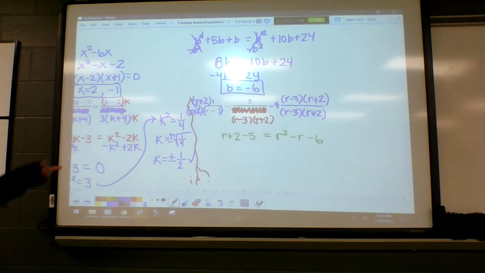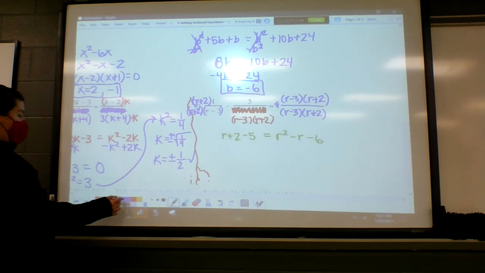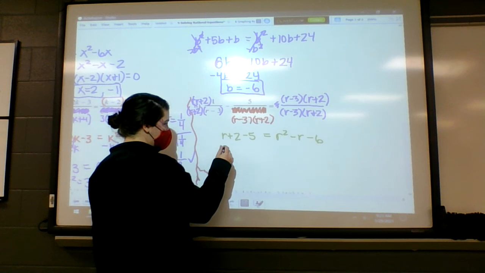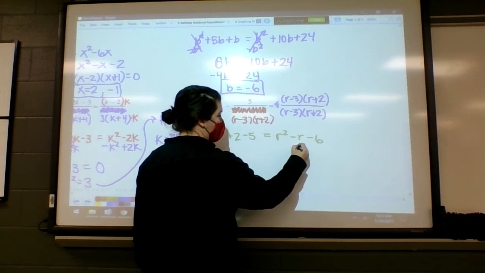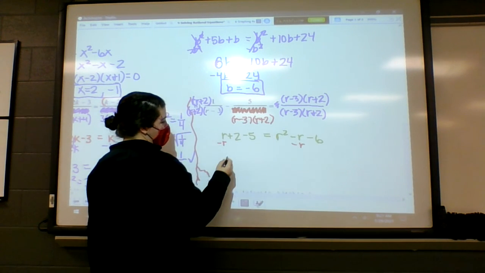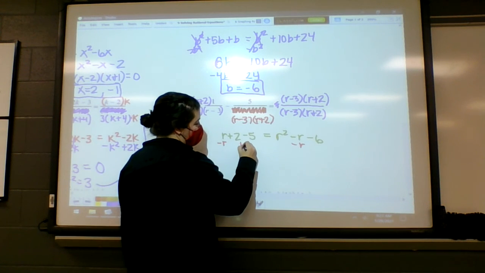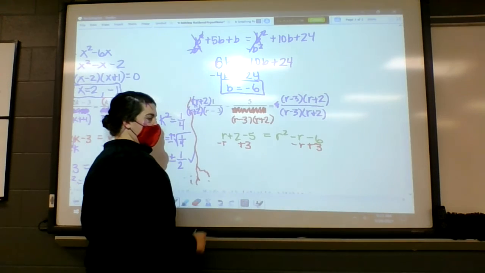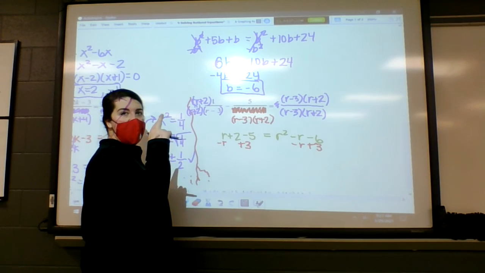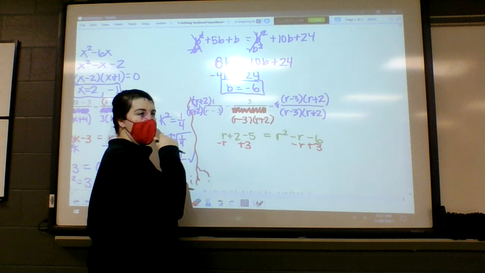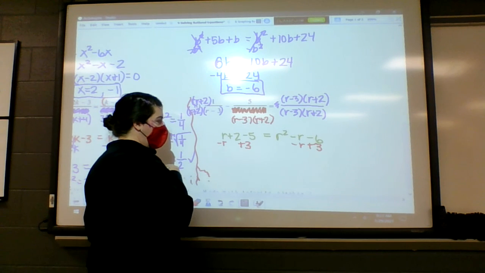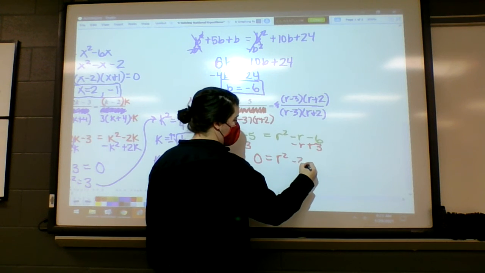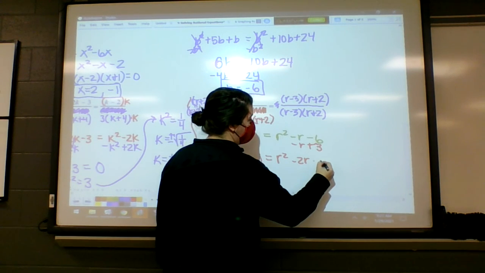And then you have to solve. So I want to combine some like terms, yes? So I'm going to minus the r over here. These two make -3, so if I add 3, right, that'll get rid of both of those. Add 3. Kind of see what I did there? I put them together in my head, made -3, so I was like, all right, we got to add 3. So this side would be 0. R squared minus 2r minus 3.